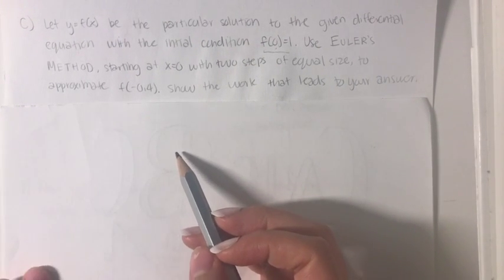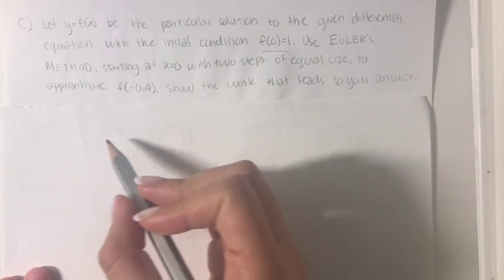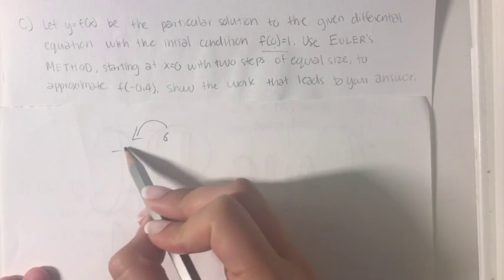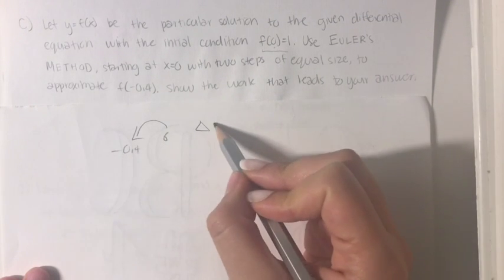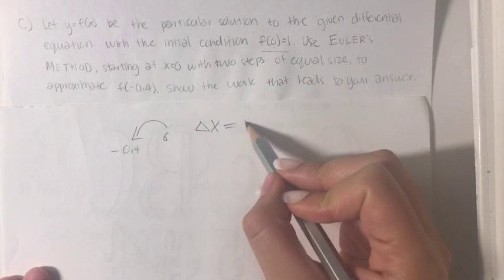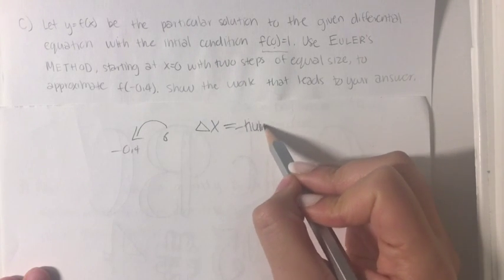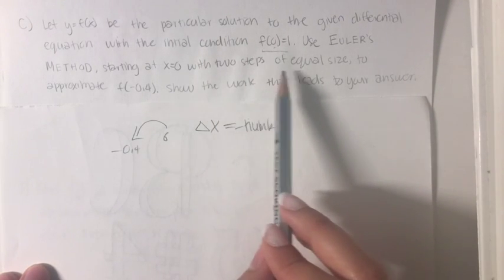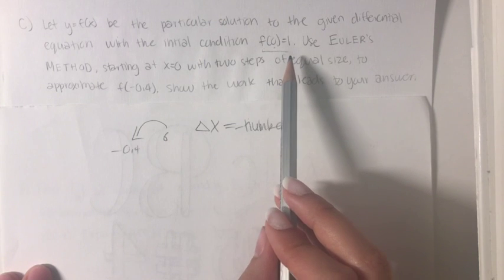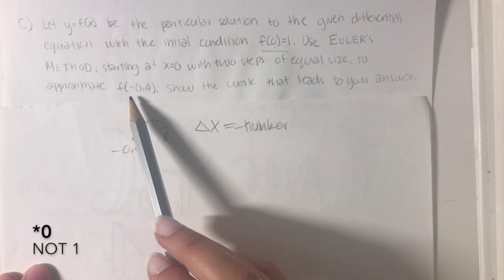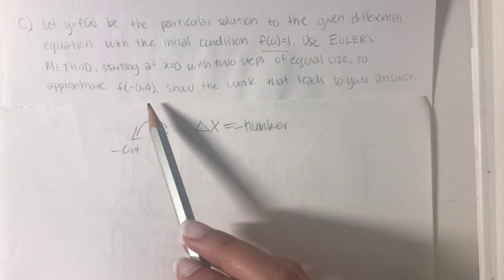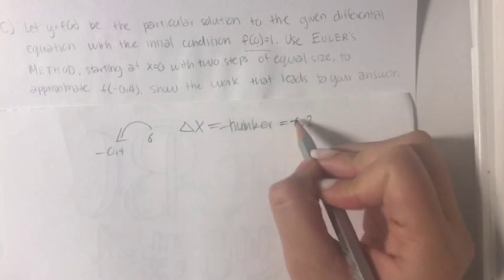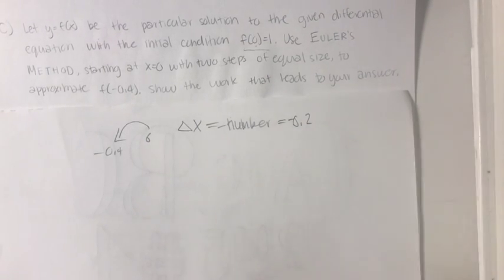They tell us that we're starting from 0 to negative 0.4. So you have to realize that we're going backwards from 0 to negative 0.4. So delta x must equal a negative number. In this case, it tells us that we have to use two steps of equal size. So if you do negative 0.4 divided by 2, you get that the delta x will equal negative 0.2. Make sure that it's negative.